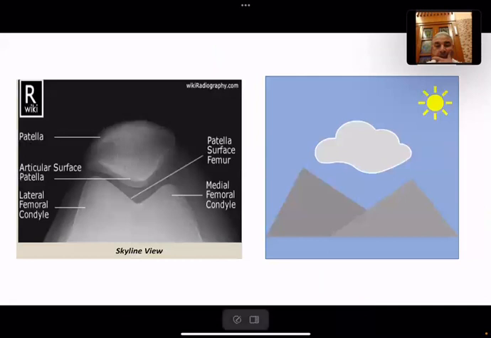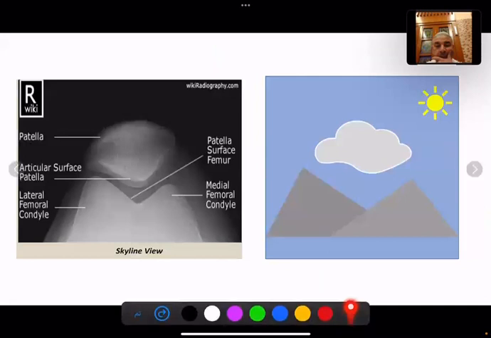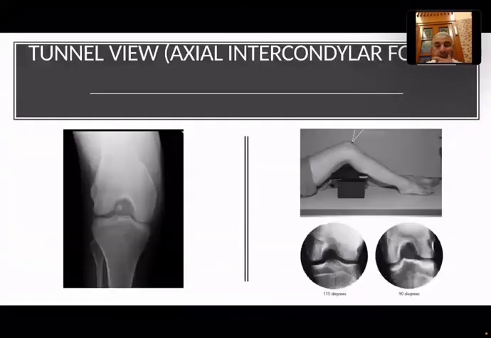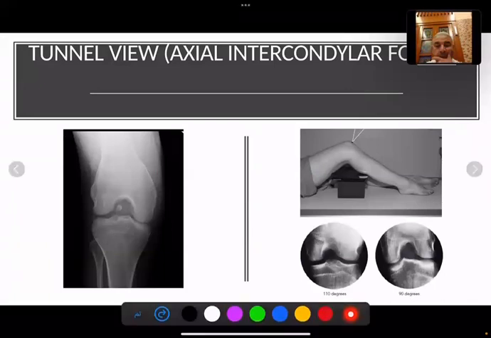The skyline view is the best view for demonstration of the patella in trauma, to exclude fracture or dislocation. This is the lateral articular surface, and this is the medial articular surface, and this is the trochlear groove on the femur. Tunnel view, the axial intercondylar view, is the best view for demonstration of loose bodies and assessment of the intercondylar eminence.